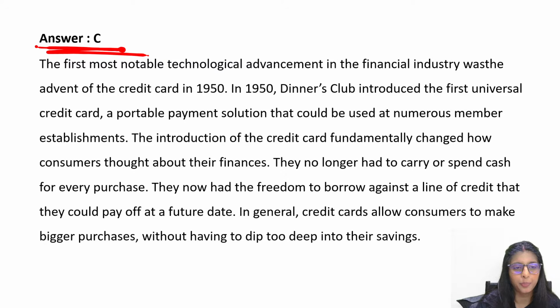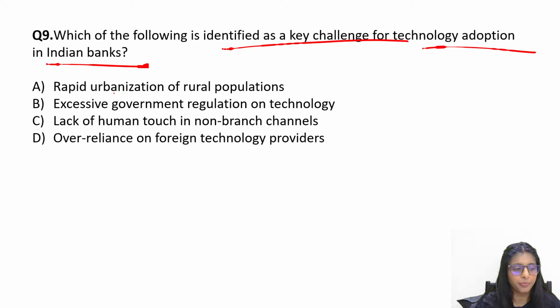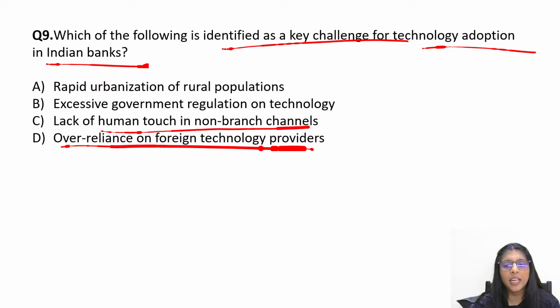Which of the following is identified as a key challenge for technology adoption in Indian banking? Rapid urbanization of rural population, excessive government regulation on technology, lack of human touch in non-branch channels, over-reliance on foreign technology providers. Which identifies the key challenge of technology adoption in Indian banking? It is lack of human touch in non-branch channels. Option C.